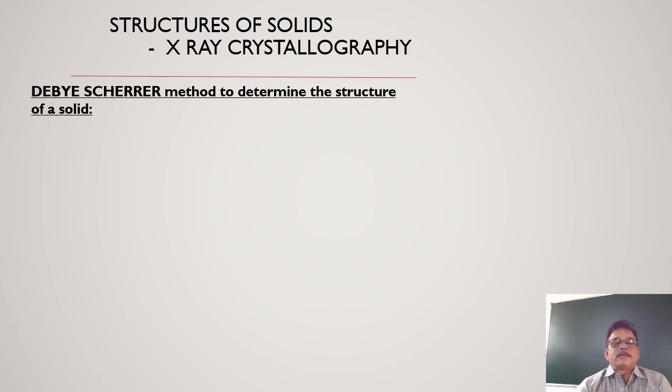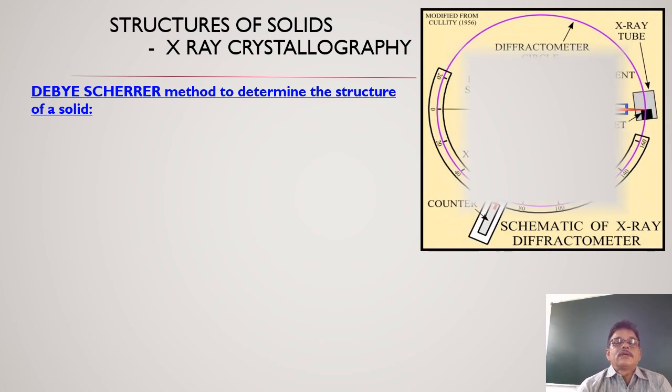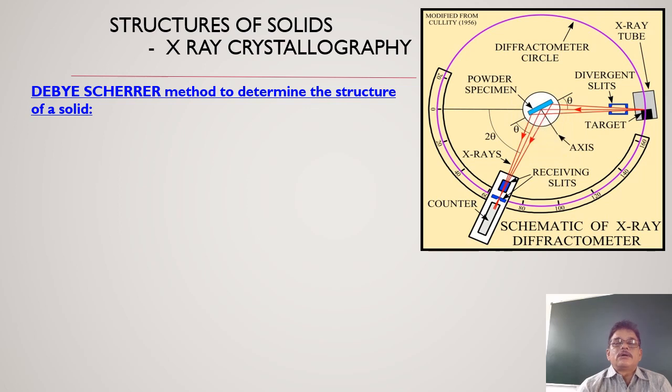Next, the Debye-Scherrer method or powder method to determine the structure of a solid. How to determine the structure of a solid using Bragg's equation. This is also an important question. Observe this diagram carefully.